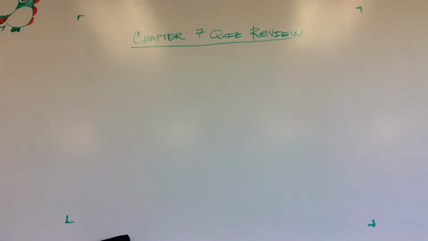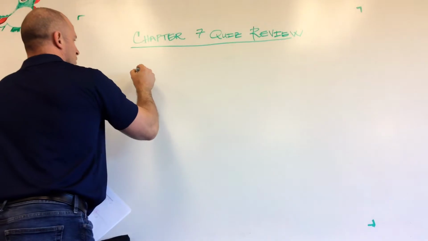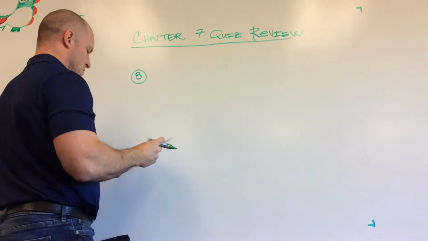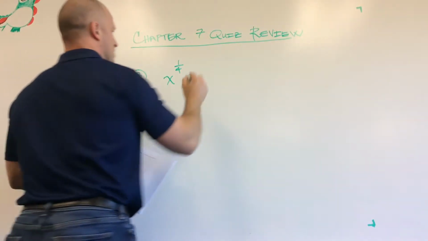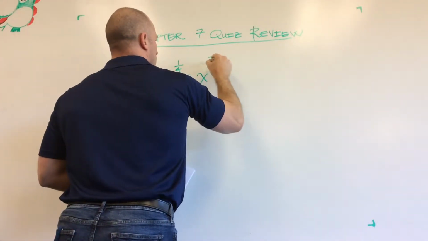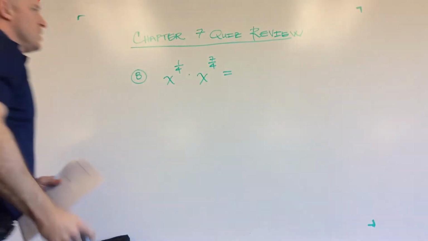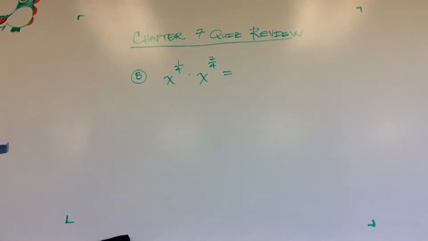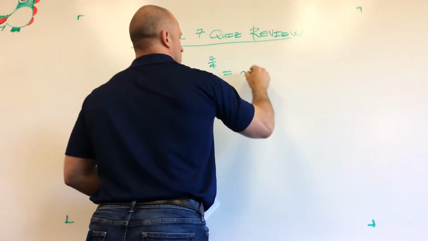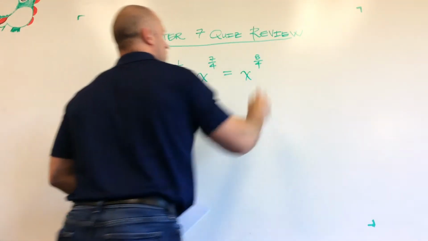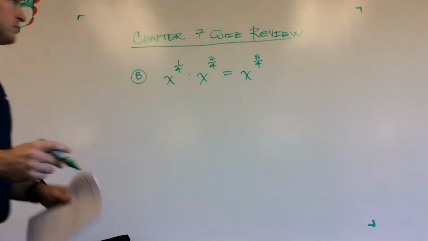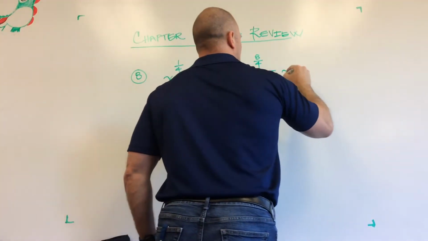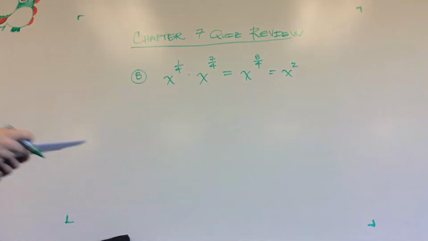Problem 8 on the next page asks us just to simplify each expression. So problem 8 gives us x to the 1/4 times x to the 7/4. Here we add exponents because we have a common base. So this will be x to the 8 over 4. That is going to reduce down to x to the 2nd power. And there's our final answer.